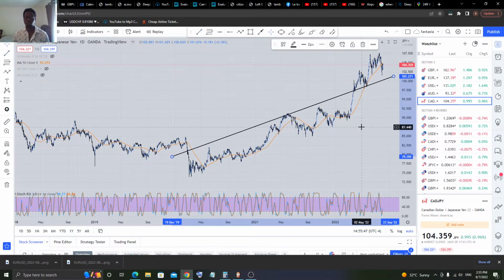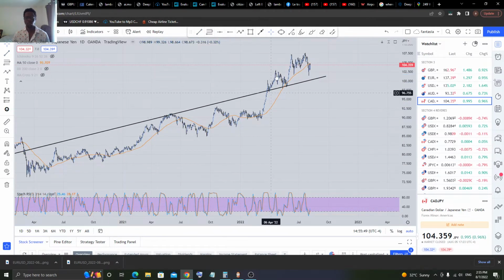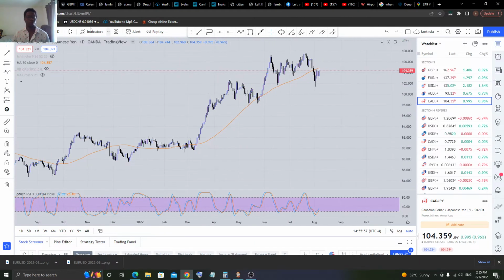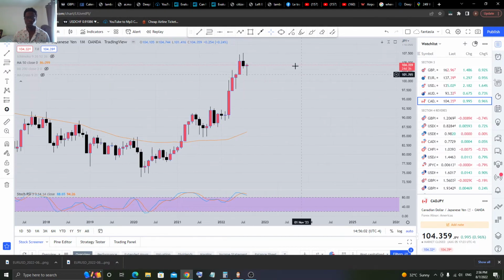Look at the breakthrough right here. Look, test it one time, two times, make a double tap on it, and then buy. Okay, and if you guys can see, look at the price. If I go into the monthly, let's go into the monthly. Look at what is happening.